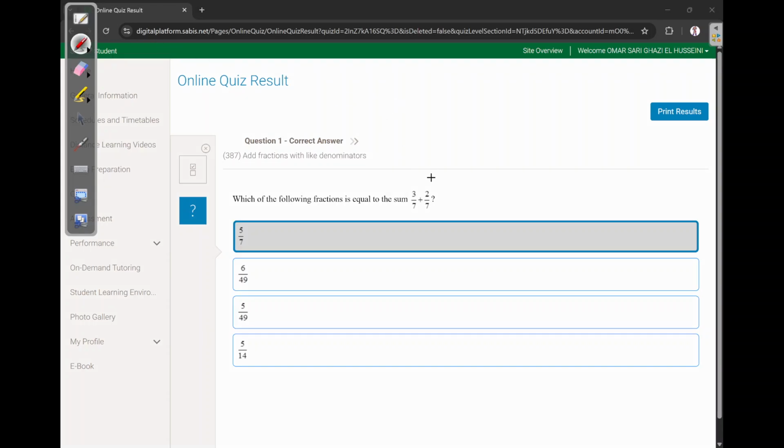Question 1. Which of the following fractions is equal to the sum 3 plus 2? Okay, so we add the numerators and we do not touch the denominators, because they're like denominators and we do not touch them. We keep them the same. 3 plus 2 equals 5, so 5 out of 7.